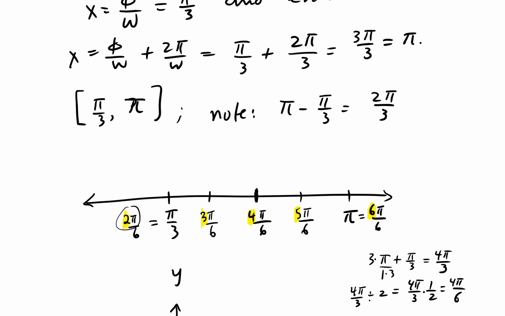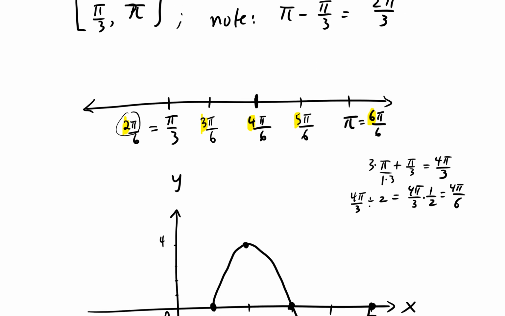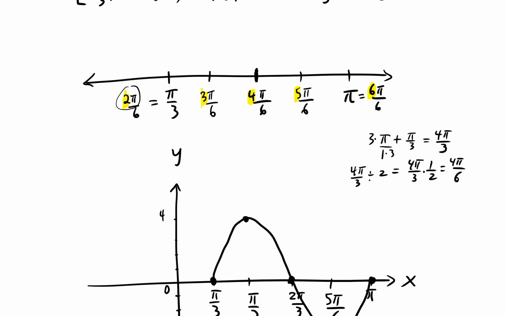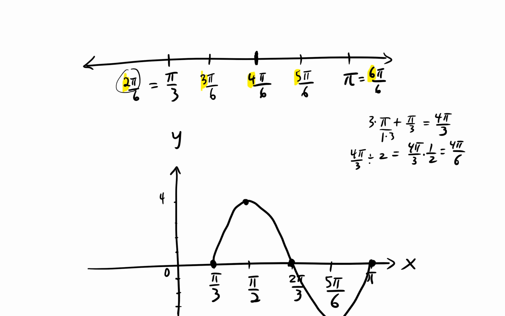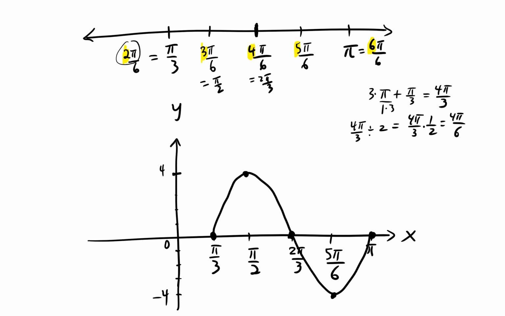Now we can substitute them back in if we want to do so to get the graph. So at pi over 3, if you substitute back, you get 0. At pi over 2, which is 3 pi over 6, it's 4. At 2 pi over 3, that gave me 0. The 5 pi over 6 gave me negative 4, and the pi gives me 0. Then I connected, I got this. So I graphed it only over one cycle.